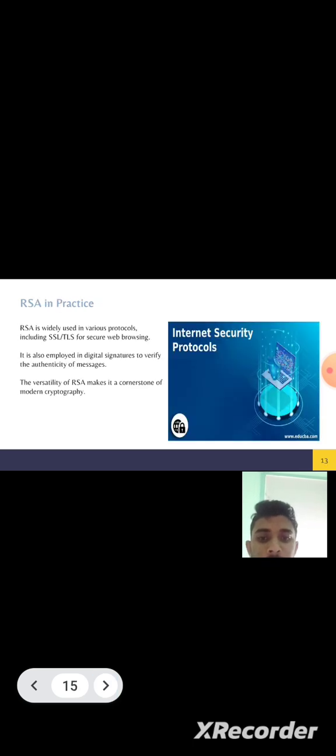RSA in practice. RSA is widely used in various protocols, including SSL or TLS for secure web browsing. It is also employed in digital signatures to verify the authenticity of messages. The versatility of RSA makes it a cornerstone of modern cryptography.